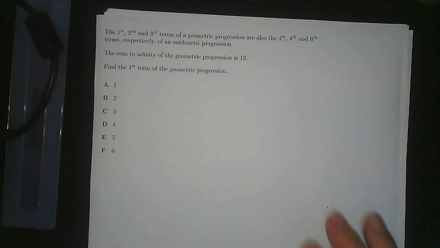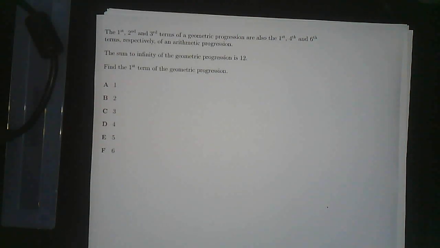The first, second and third term of a geometric progression, or a geometric sequence, are the first, fourth and sixth terms respectively of an arithmetic progression. And then it says the sum to infinity of the geometric progression is 12. Find the first term of the geometric progression.